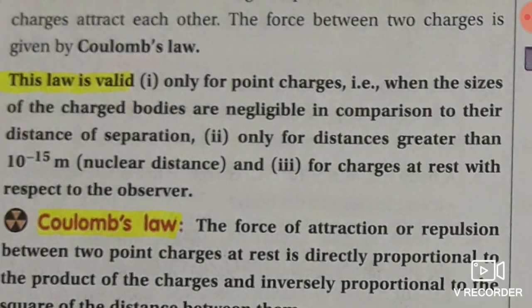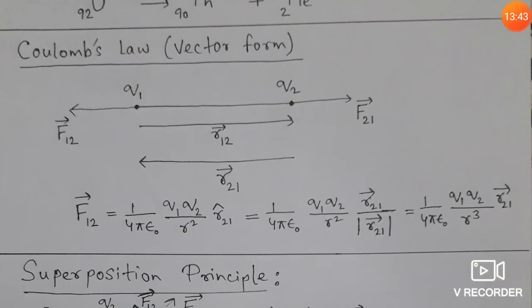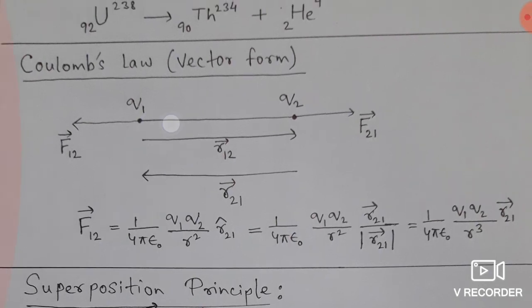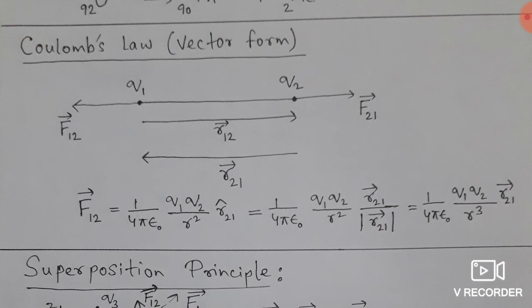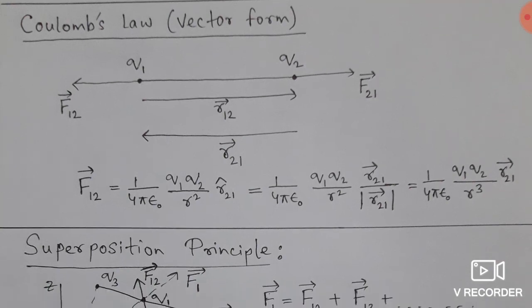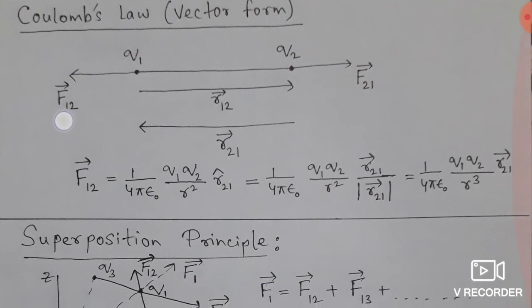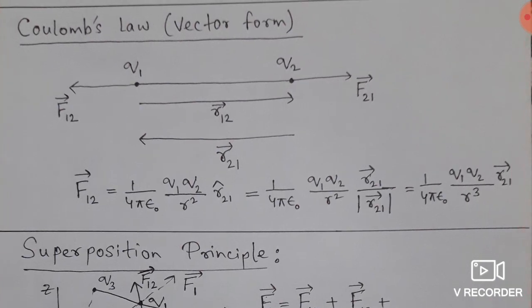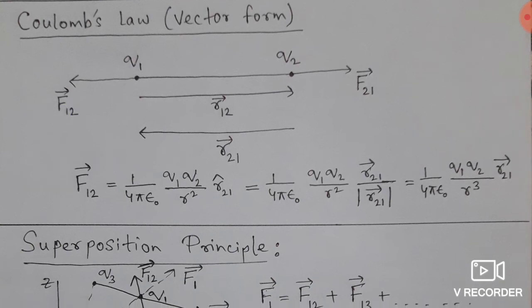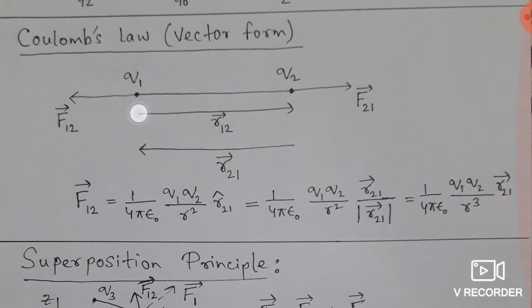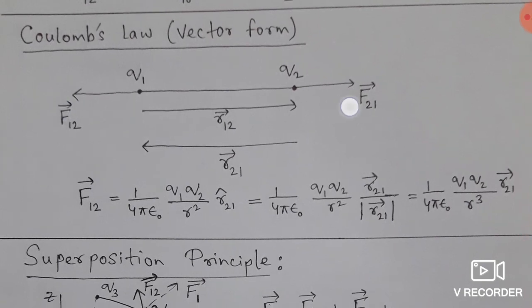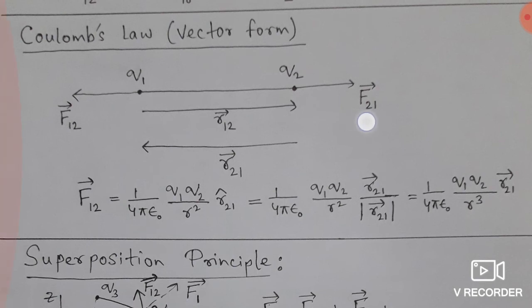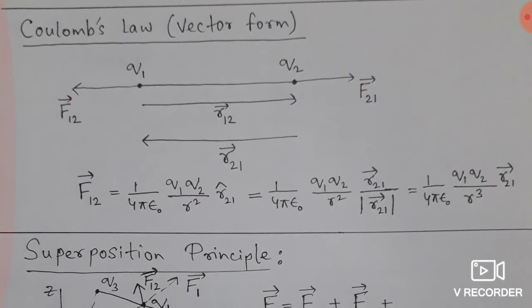Now let us discuss the vector form of Coulomb's law. So for the vector form of Coulomb's law, if we place two charges Q1 and Q2, let the two charges be similar charges. So let F12 be the force on charge Q1 due to Q2. Those two charges will repel each other in opposite directions with two equal and opposite forces. So F12 is the force on Q1 due to Q2, and it is along this direction. Similarly, F21 is the force on charge 2 due to charge 1, and it is along this direction.